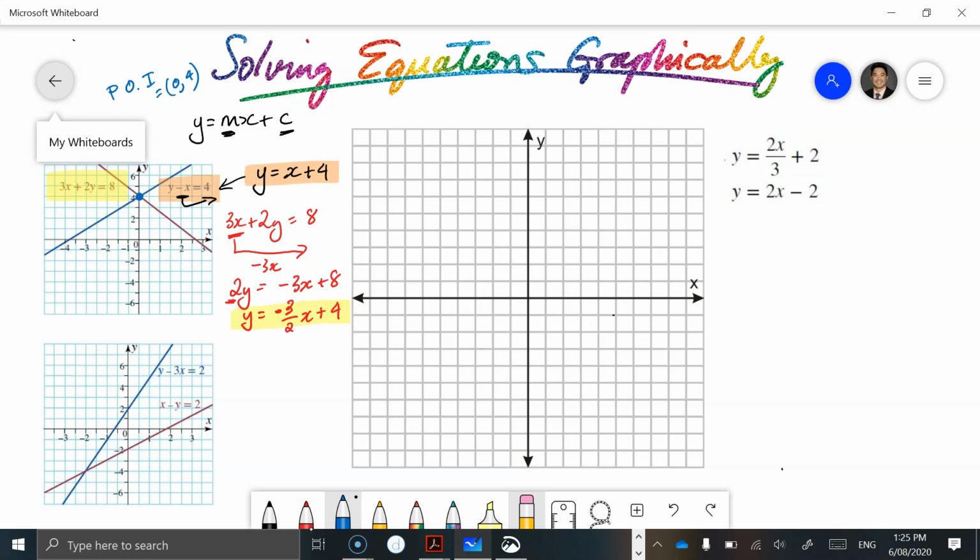And so looking at this second one, we can see that the point of intersection is here. Again, we don't have to do any solving. That'll be for another time. All we require for you right now is to be able to sketch the graph and then see where they cross. And at this point, x is negative 2 and y is negative 4.